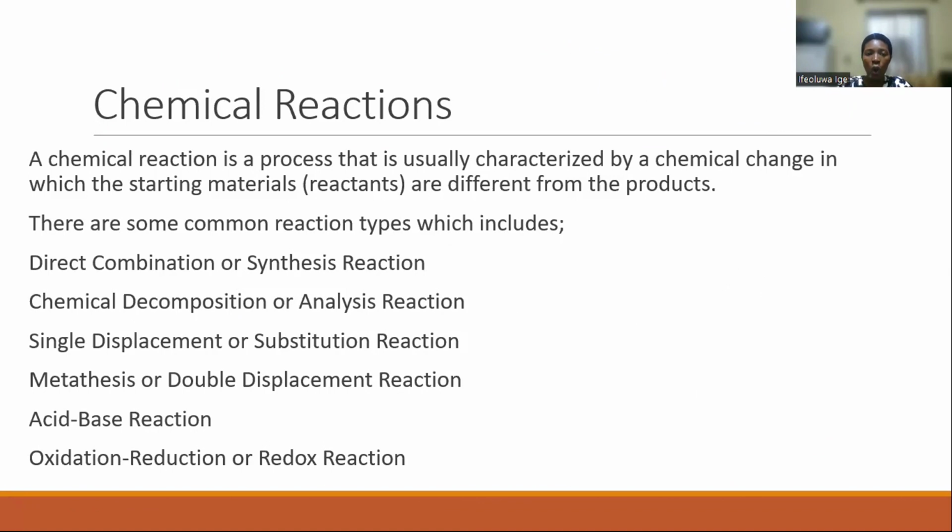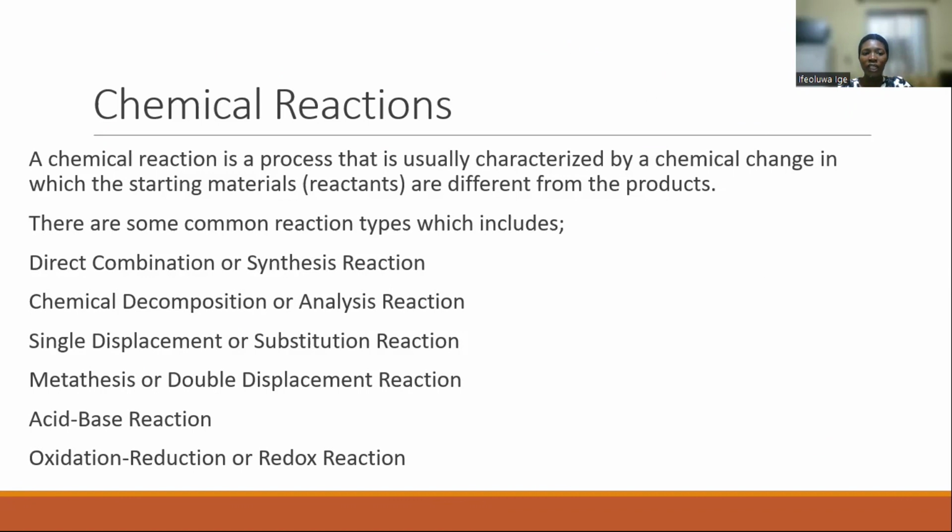Now, we have what we call chemical equation. Chemical equation is the name given to the shorthand used to describe the steps of a chemical reaction. We also have reactants, that is the starting materials. We have the products, that is the substances that are formed from reactants. We also have catalysts. Catalysts are substances or chemicals that hasten the rate of chemical reaction.